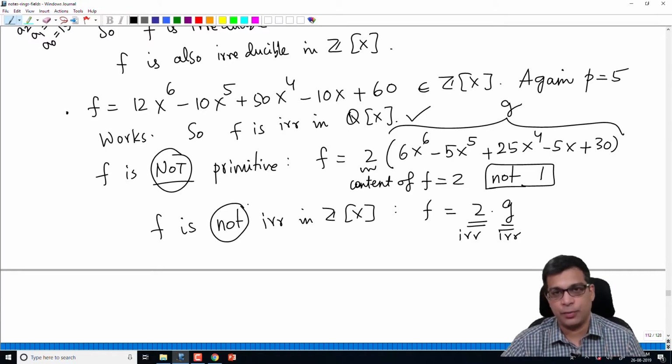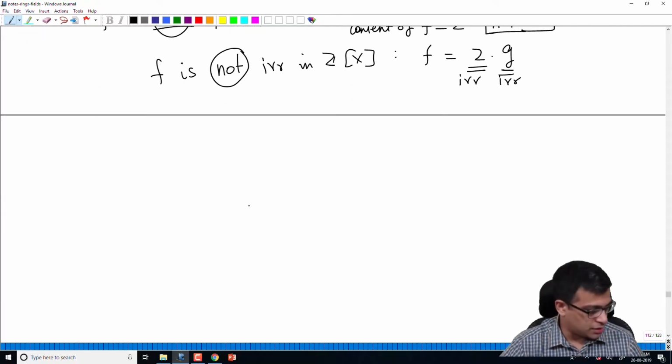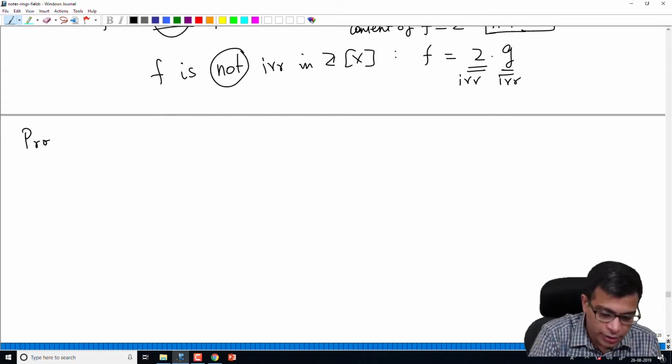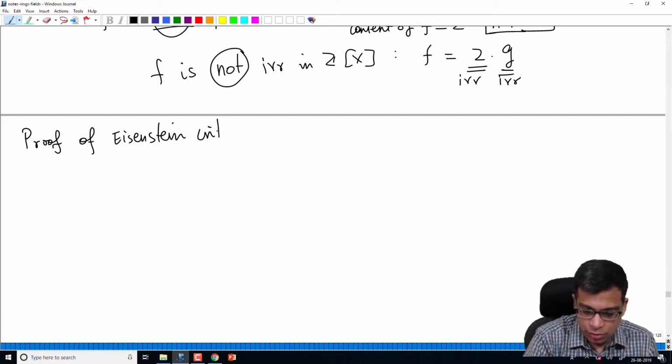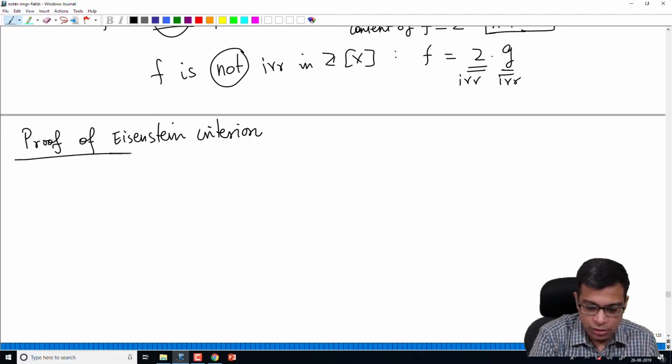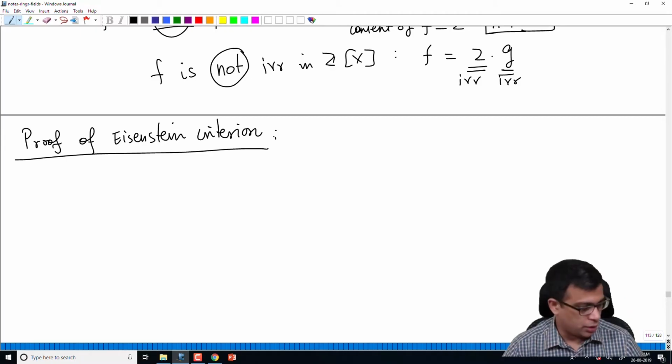So this gives you an example of an integer polynomial which is irreducible in Qx, but it's not irreducible in Zx. So now after these examples, I'm going to quickly prove the Eisenstein criterion. It's not difficult using the theory that we developed in the last few videos. It's not difficult to now prove the Eisenstein criterion.